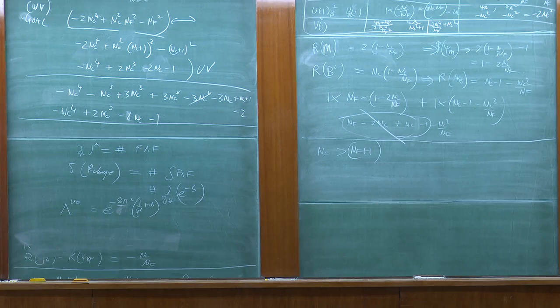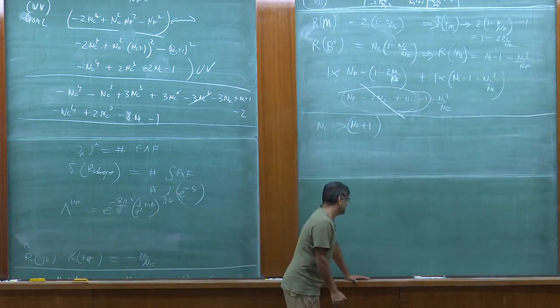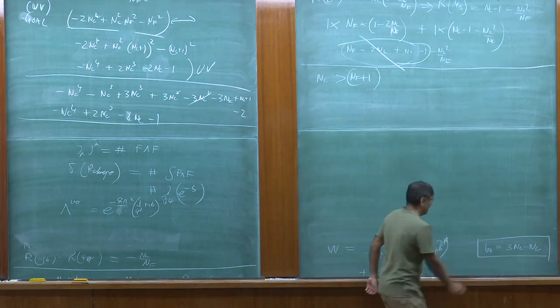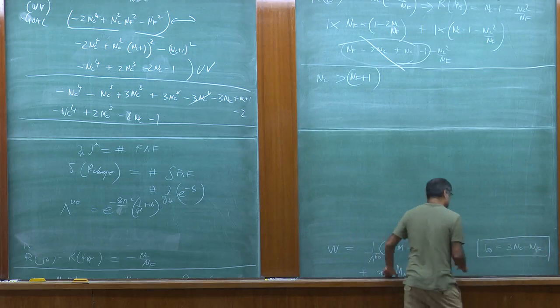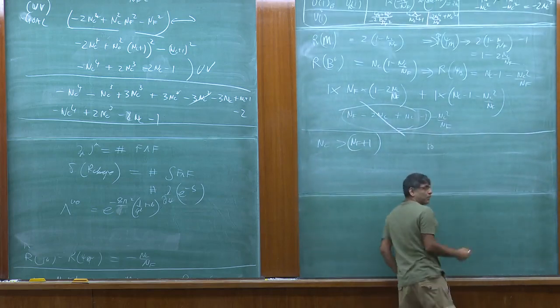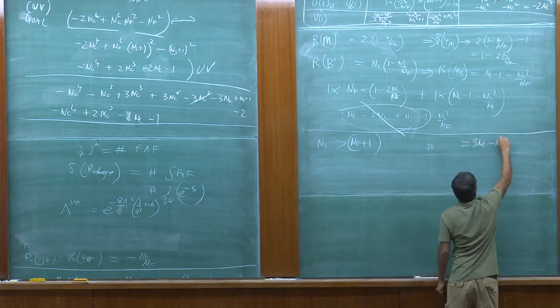Okay, there are two ways to start this discussion. Let me start it in slightly the more physical way. Let us remember that at NF equal to NC, do you remember the coefficient B naught we had somewhere? B naught is equal to 3NC minus NF. This coefficient appears in the beta function.